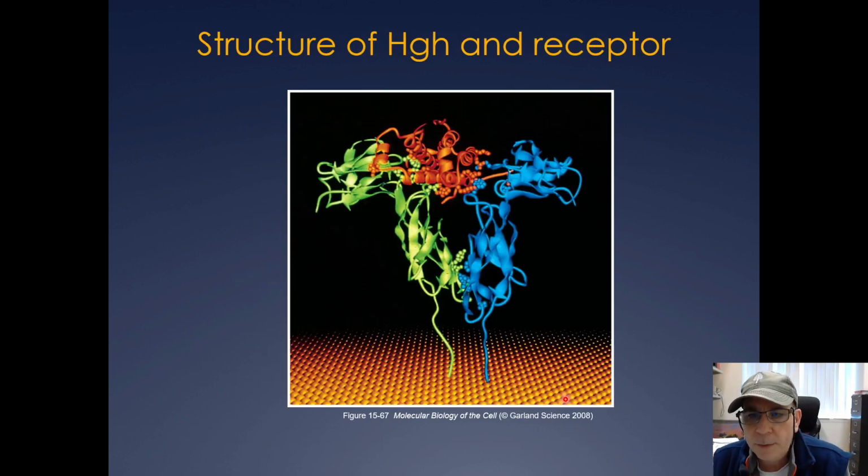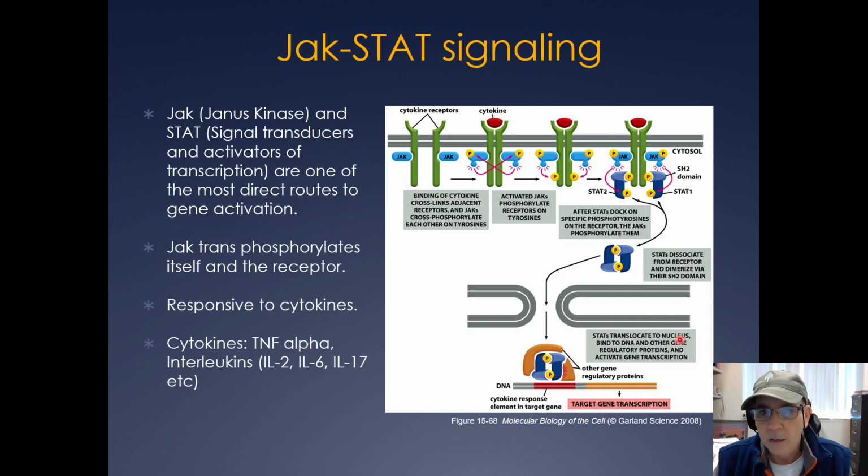Okay, so here's basically what a receptor tyrosine kinase looks like. On the outside of a cell, here's the plasma membrane down here, and this is actually the human growth hormone receptor with human growth hormone shown here in orange and binding to it.